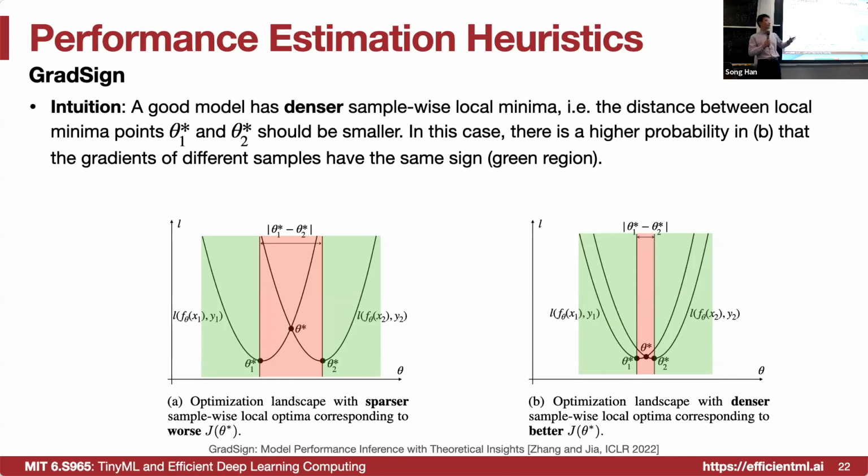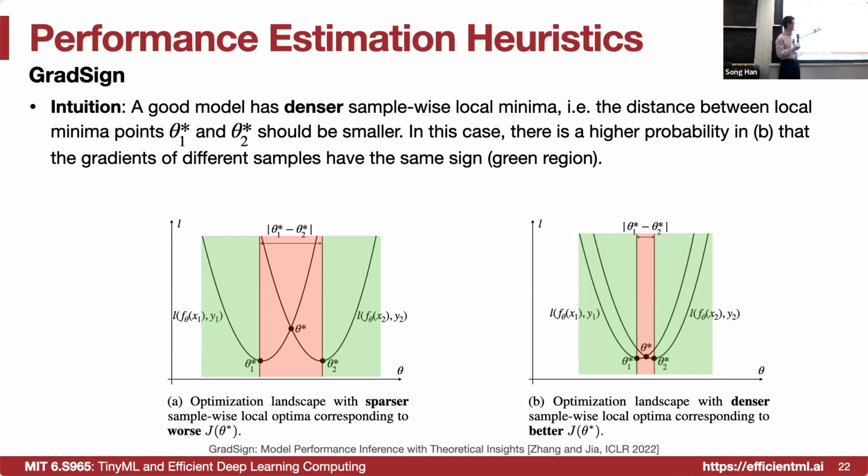Another heuristic, without any training, just looks at the model and the architecture to see if it is a good model. This technique is called grad sign. Grad sign basically looks at the region where, given different inputs, the gradient for the same input is negative for this model and positive for that one. If you're doing optimization and you're at this location, this one is pushing it to the left and this one is pushing it to the right, making the optimization very difficult.